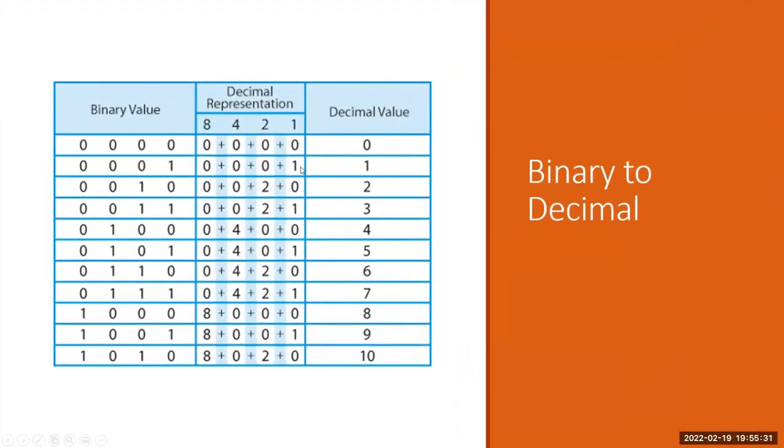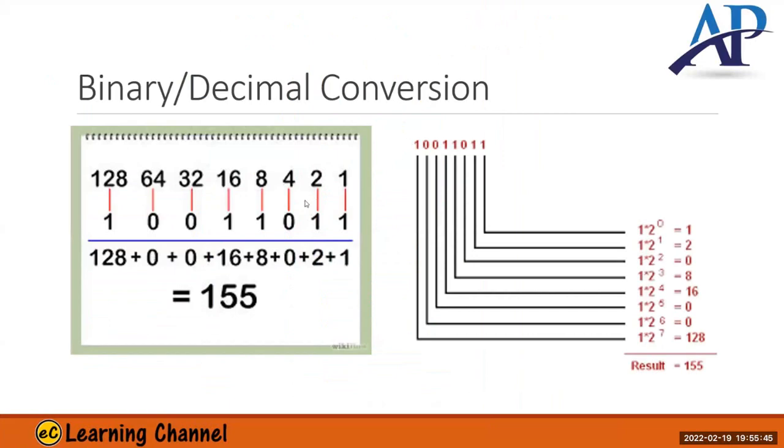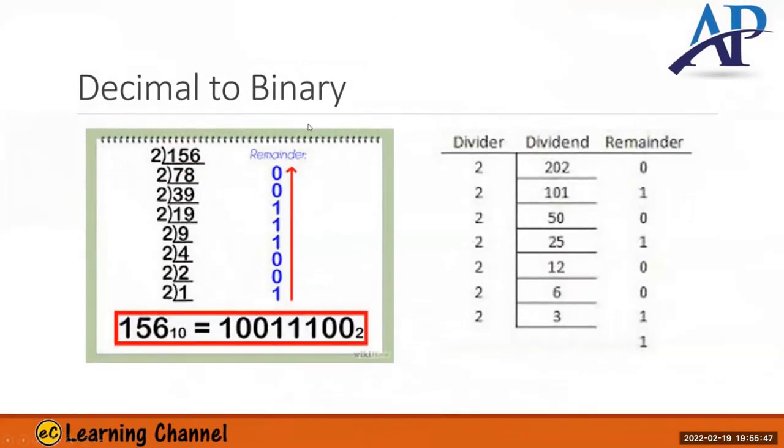So we have the binary system. We will convert it to decimal or hexadecimal. You need to remember this table. But here we are going to teach you how to convert decimal to binary. To convert a decimal value to binary, we do need this. Say we take 57 and convert it to binary.